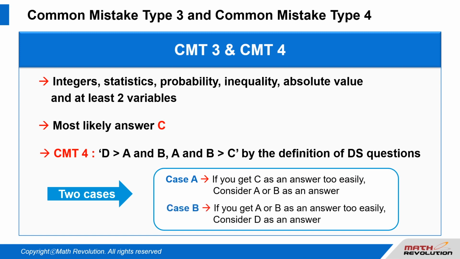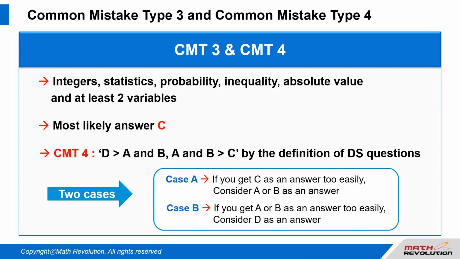Case B. This is also known as CMT4B, and tells us that if you get A or B as an answer too easily, consider D as an answer. So, if you're confused between A, B, or D, then D is the likely answer. D is always the king, which beats every other choice. That is, D is greater than A or B, which is greater than C. If D is the answer, A, B, and C are the answers as well.